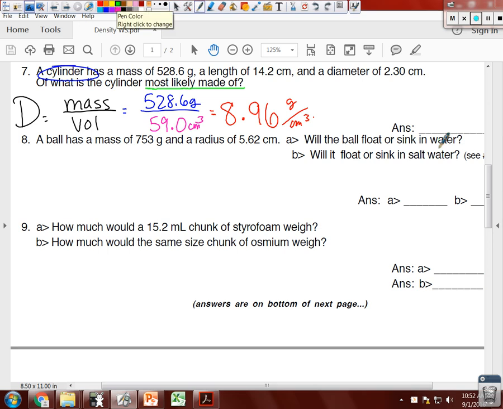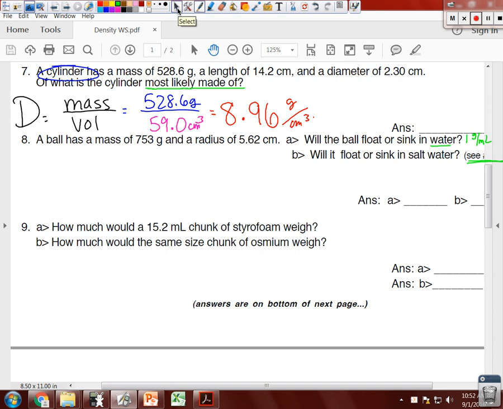Now, we should know this. It says in water. What is the density of water? 1 gram per milliliter. Now, question B says, will it float or sink in salt water? In this hint, you can't see it up here, but what does it say? C number 2. You should have the density of salt water in question number 2. So when you calculate the density of this sphere, compare A and B. It will either float or it will sink. Go ahead and see if you can do that one.